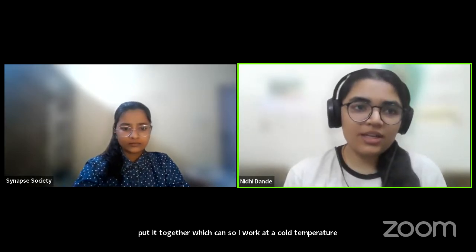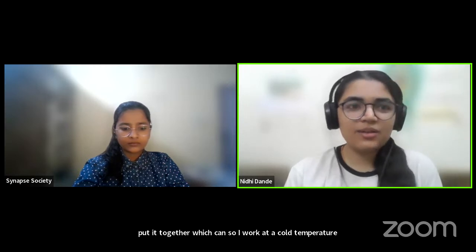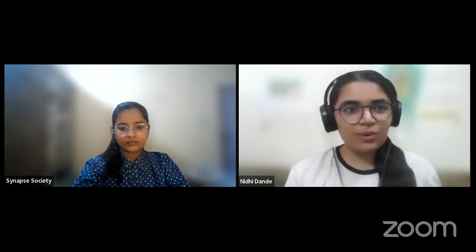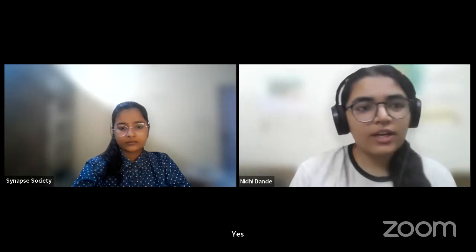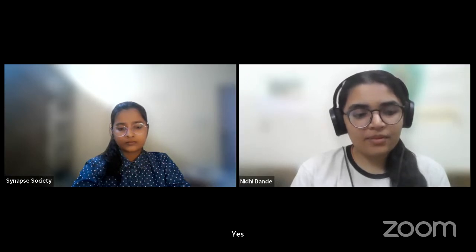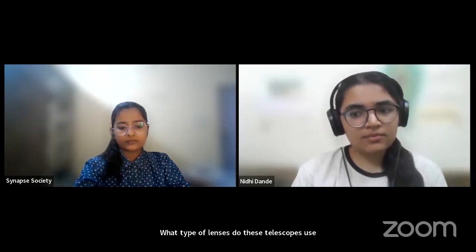So talking about lenses, in ninth standard we had a chapter on convex and concave lenses, which told us about imaging. What type of lenses do these telescopes use? So generally, you try to avoid lenses in telescopes.